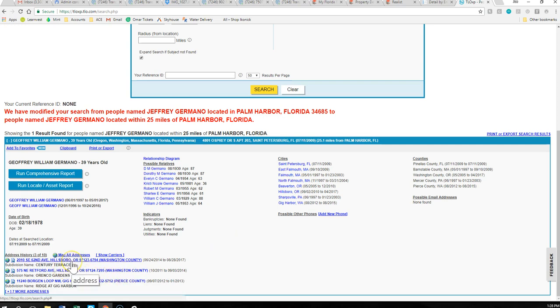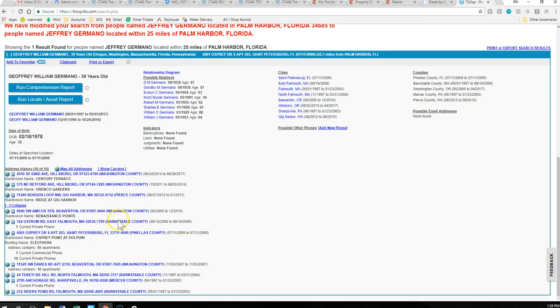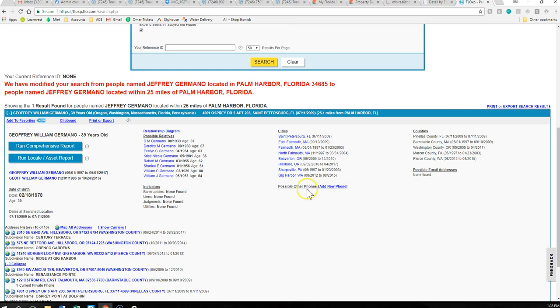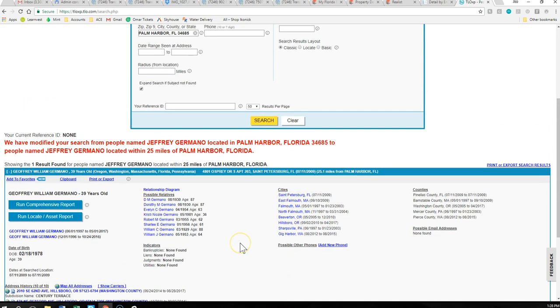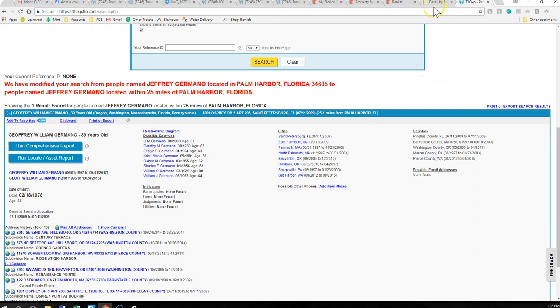Let's see. Within 25 miles of Palm Harbor, Florida. Okay, so right here, this is a good example. We're not really sure if this is him or not. And in addition, I would say way more often than not, they have phone numbers. This guy does not have a phone number. I don't know why, for whatever reason. But if he did, I would reach out to him. But if not, basically the conclusion of this is we really couldn't find a buyer.